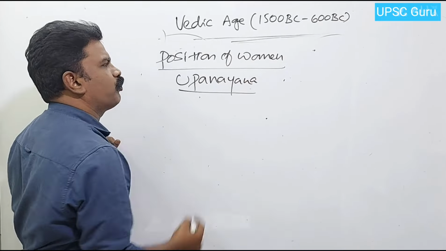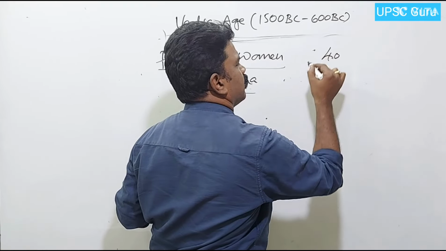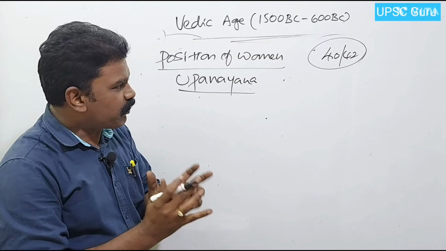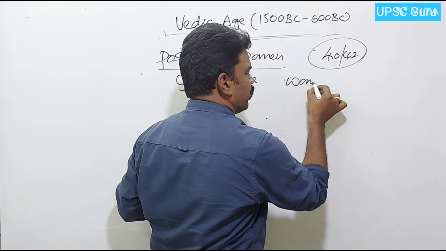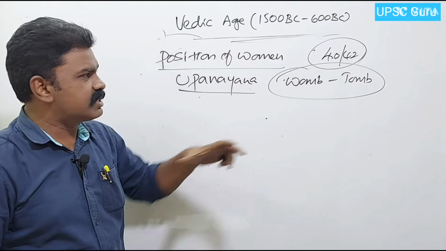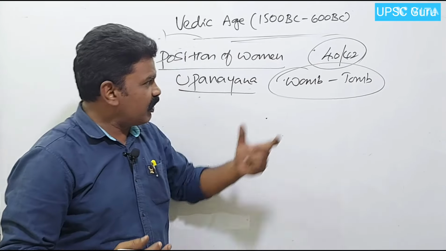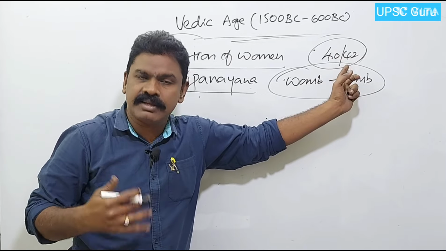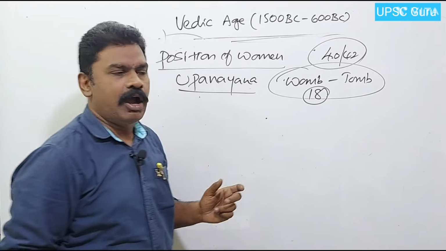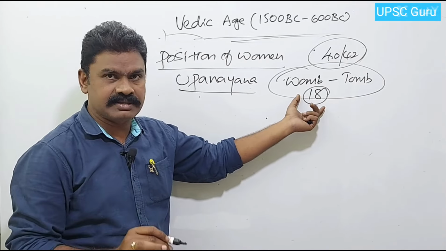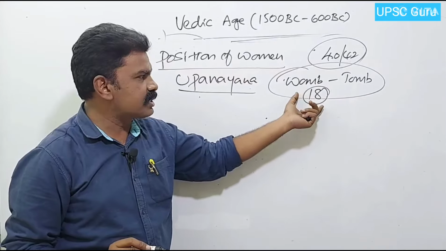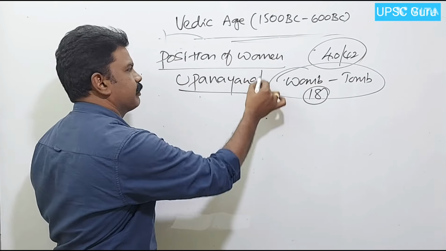Originally, there were 40 or 42 ceremonies in the life of humankind. The life of humankind starts from the womb and ends with the tomb. Between womb and tomb, there are different ceremonies. Originally, 42 ceremonies are mentioned in the Vedas, but we perform 18 samskaras, the Astadasa samskaras.